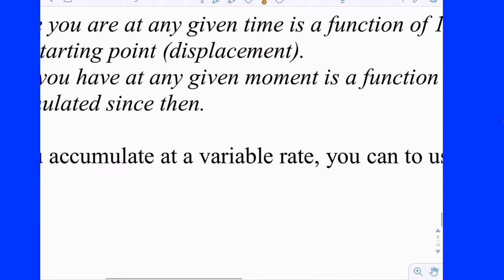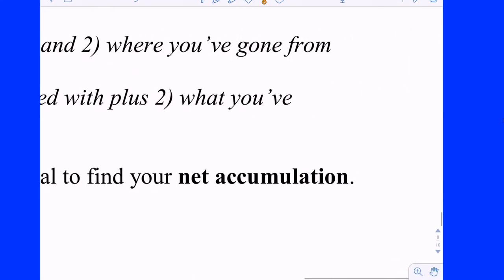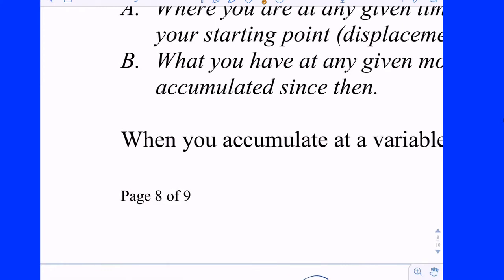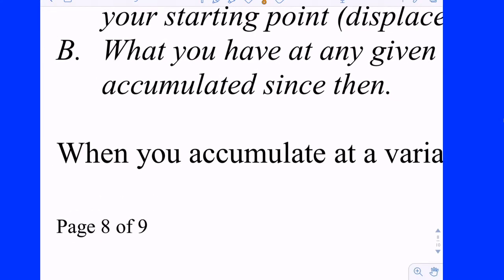What you have at any given moment is a function of what you started with plus what you've accumulated since then, right? Now, when we say accumulated, that means net accumulation. So it also means it takes the loss into account, right? Like when Trump filed for bankruptcy on his Jersey casinos, right? He lost those. It's part of the net accumulation.